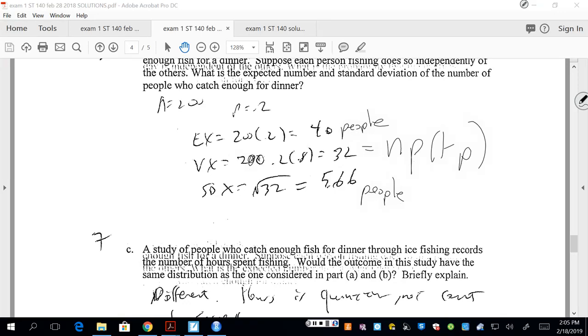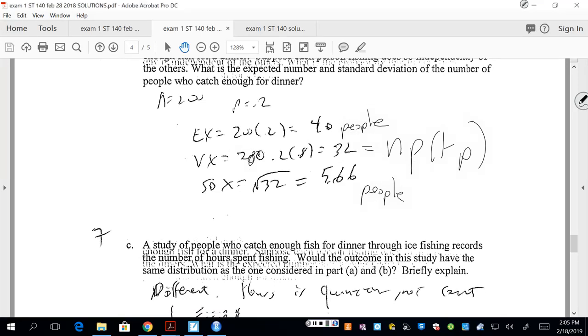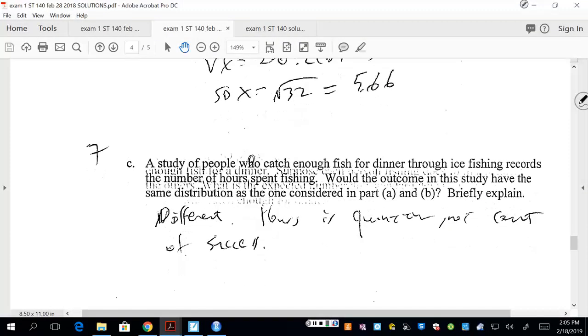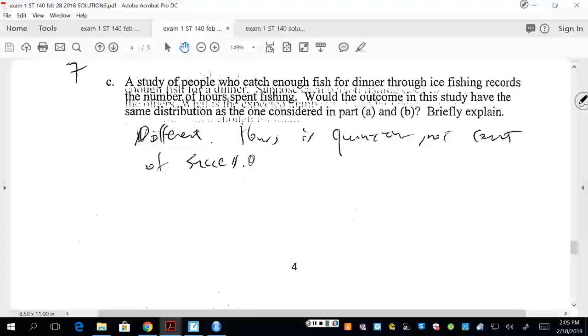What would happen? And so, see here a study of people who catch enough fish for dinner through the ice fishing records, and it records the number of hours spent fishing. Would the outcome in this study have the same distribution as the one considered in the other ones? Is it a binomial again if you ask how many hours you're going fishing? No, it's a quantitative variable. So it's distinguishing the type of thing that you're measuring. Is it a binomial model?